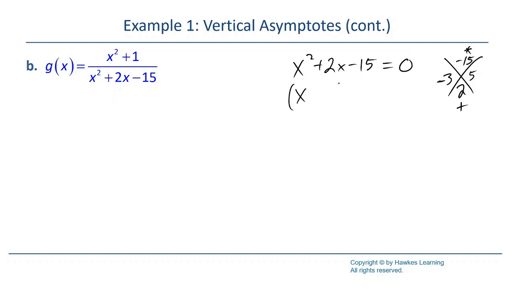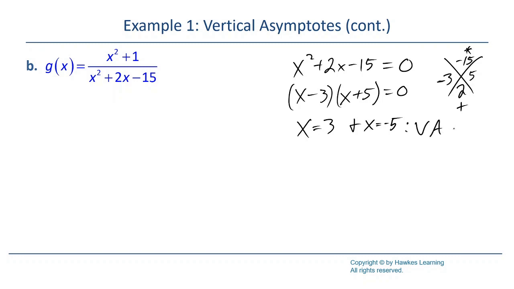So this factors to x minus 3 and x plus 5. And then if you set both of those equal to 0, you get that x equals 3 and x equals negative 5. Negative 5, not 5s. There's only one 5 here. And again, these are your vertical asymptotes of g of x.